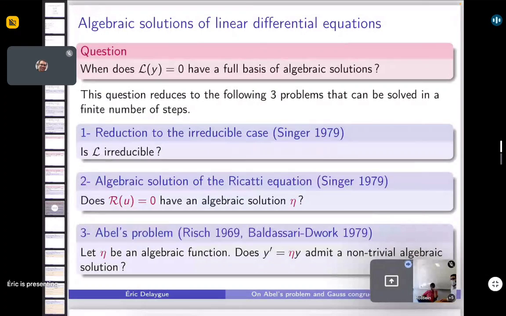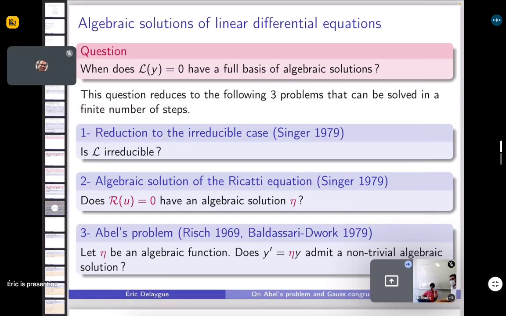And finally, now that you know you reduced to the case where L is irreducible, and you have an algebraic solution to the Riccati equation, you want to know whether, being given this algebraic function eta, the differential equation y' = eta y admits a non-trivial algebraic solution. In that case, you have a full basis of algebraic solutions to the first equation. This last step, the third one, is called Abel's problem. It was referred to as Abel's problem by Boulanger.